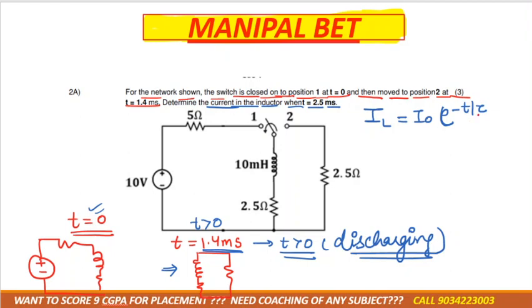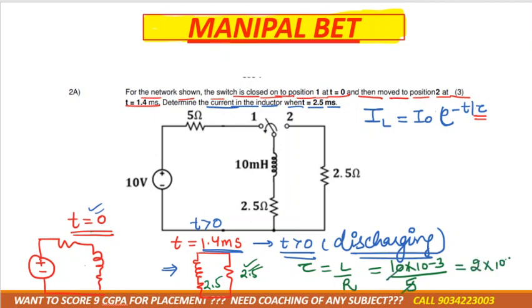As I told you, how can we get tau? Tau will always be found at t greater than 0, correct? So at t equal to 0 the switch is this, at t greater than 0 the switch is connected like this. So the tau formula is what? L divided by R. L is how much? 10 millihenry, 10 into 10 raised to power minus 3. R is how much? The combination of 2.5 and 2.5, that is 5. Correct? So that would be 2 into 10 raised to power minus 3. We got the value of tau, 2 into 10 raised to power minus 3. Time they have already given. Time is how much? 2.5 millisecond means 2.5 into 10 raised to power minus 3.